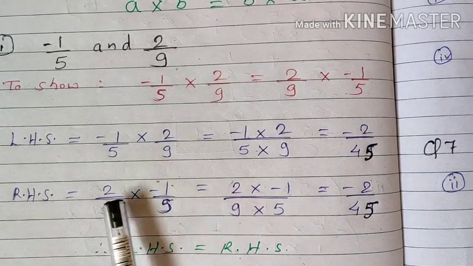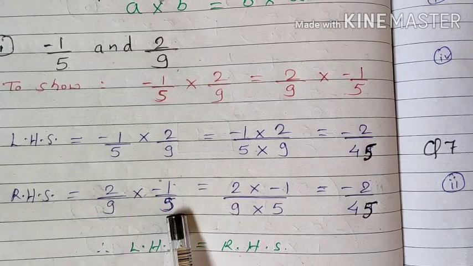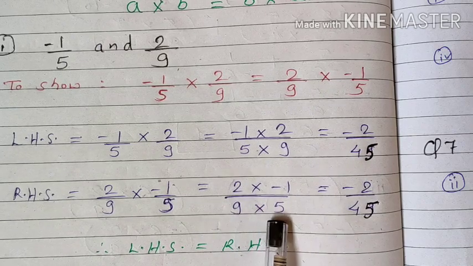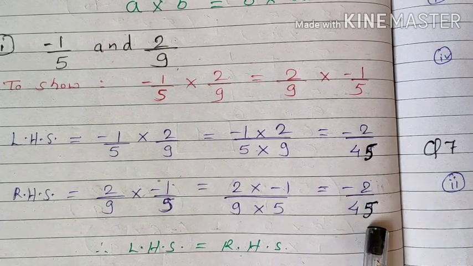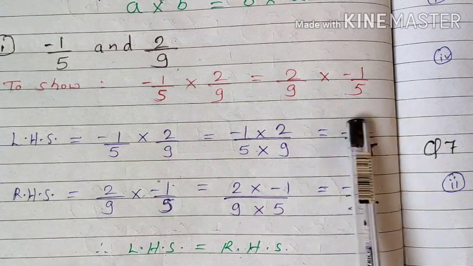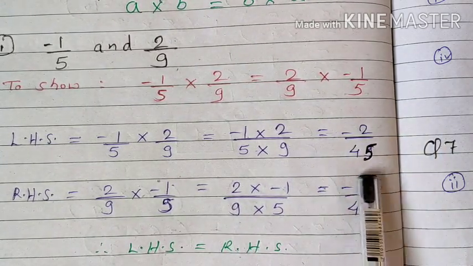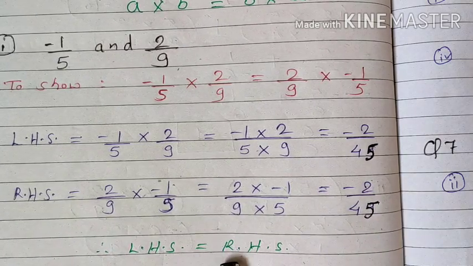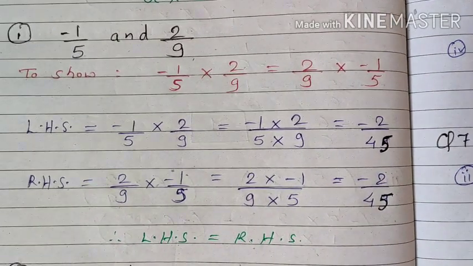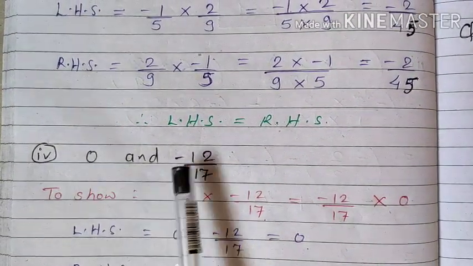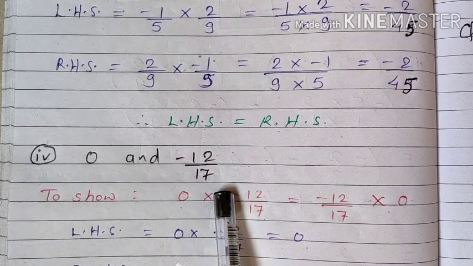All of you understood this? 2 upon 9 multiplied by minus 1 upon 5. So numerator into numerator, denominator into denominator gives us minus 2 upon 45. So what is the value of LHS? Minus 2 upon 45. RHS is also minus 2 upon 45. So we can say that LHS equals to the RHS. Got it? Now the next is 0 and minus 12 upon 17.